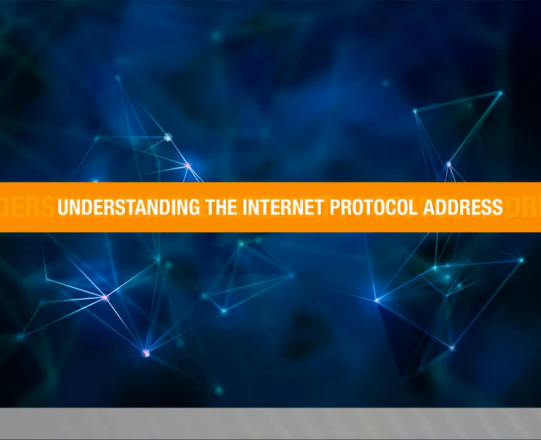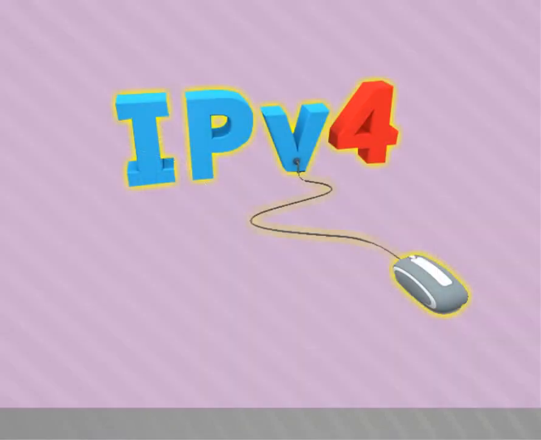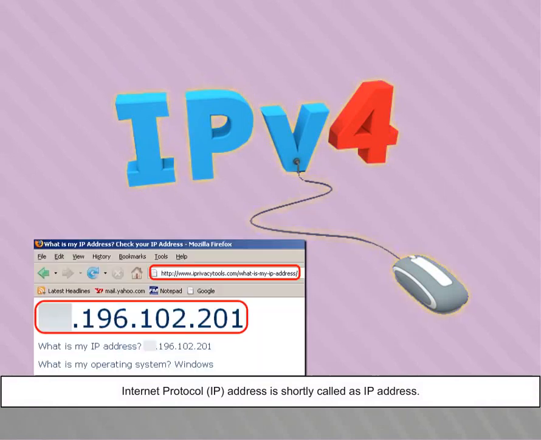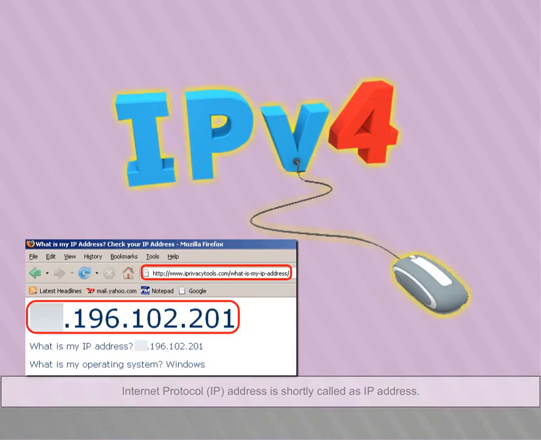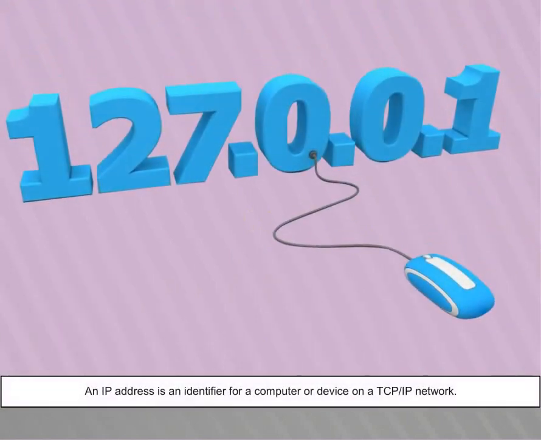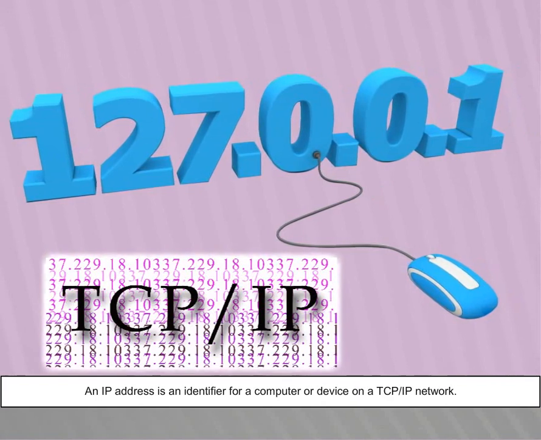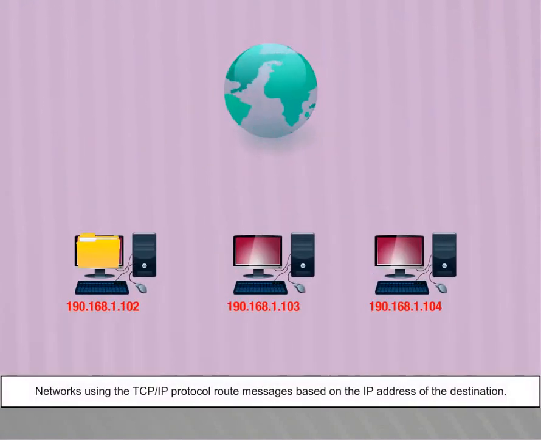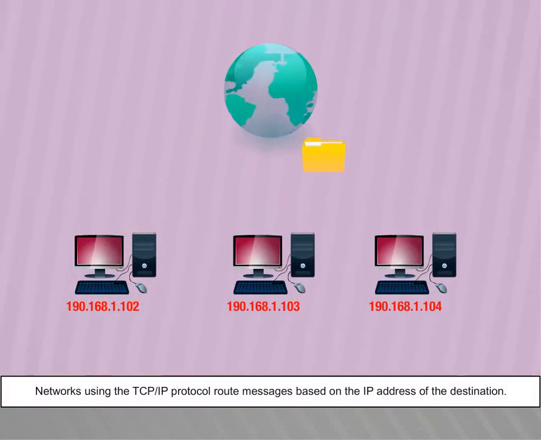Understanding the Internet Protocol Address. In this video, we are going to see about understanding the Internet Protocol Address. Internet Protocol address is shortly called an IP address. An IP address is an identifier for a computer or device on a TCP/IP network. Networks using the TCP/IP protocol route messages based on the IP address of the destination.